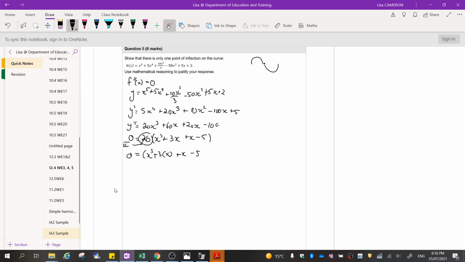So like I always say to you in class, chances are the number is between -2 up to +2. Always start with 1 because mathematicians are lazy, and when they write these exams, they don't want to take too long for you to find it. So 1 cubed is just 1 plus 3 times 1 plus 1 minus 5. There you go, it's 1. So, therefore, x equals 1 is a root. So, x minus 1 is a factor.